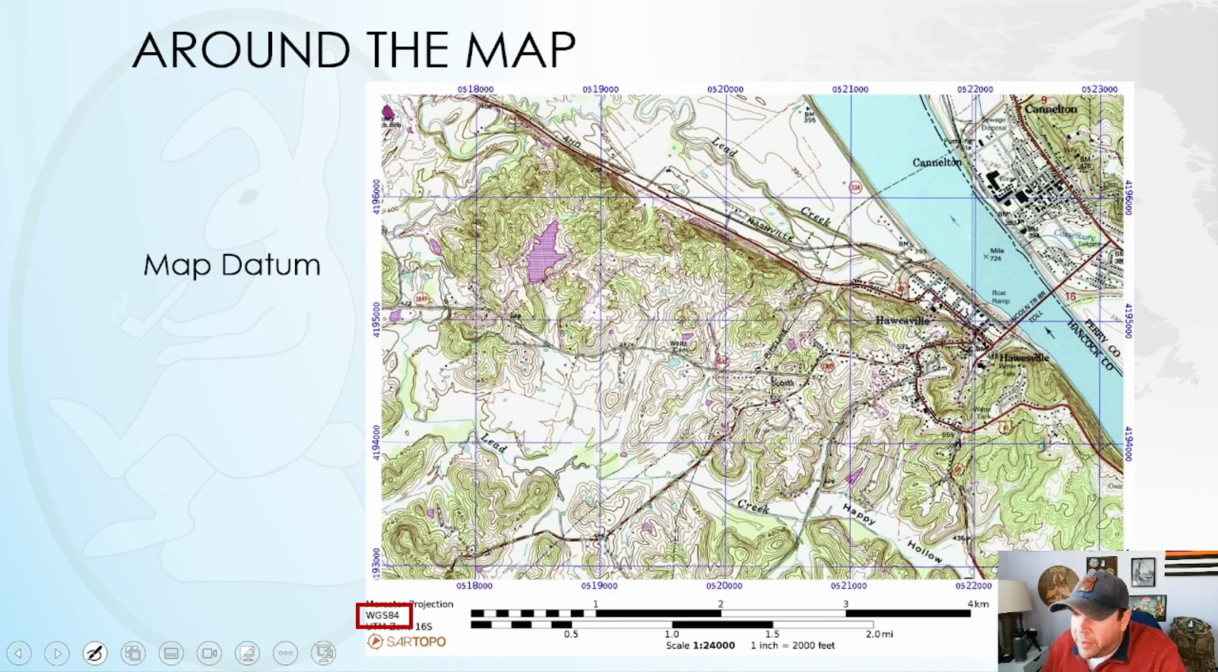This is important for navigation because the same coordinates can represent two different locations depending on the map datum used. To simplify that, if I was standing in the middle of this bridge, depending on which map datum I'm using, it may give two different coordinates, depending on which survey you use. The older surveys are going to represent it in a different way.